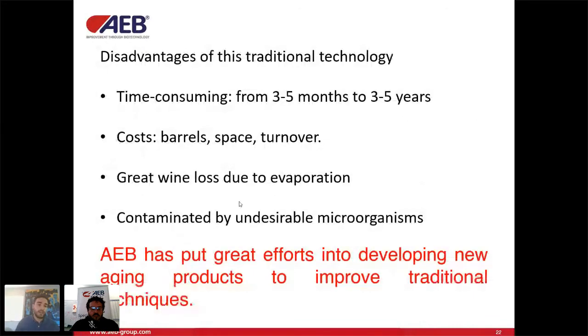These techniques I talked about, however, have their disadvantages in winemaking nowadays. In fact, they're very time-consuming. The barrels, the space, and the turnover are very costly. You can lose a lot of volume because of evaporation, and there's always the risk of contamination by undesirable spoilage microorganisms. So IAB has put a great effort into developing new products that can improve the aging of the wine.